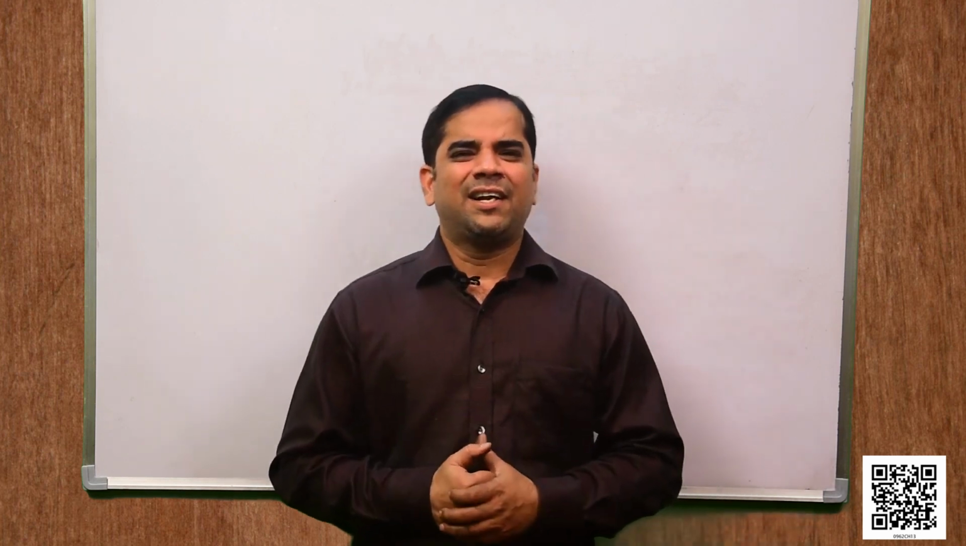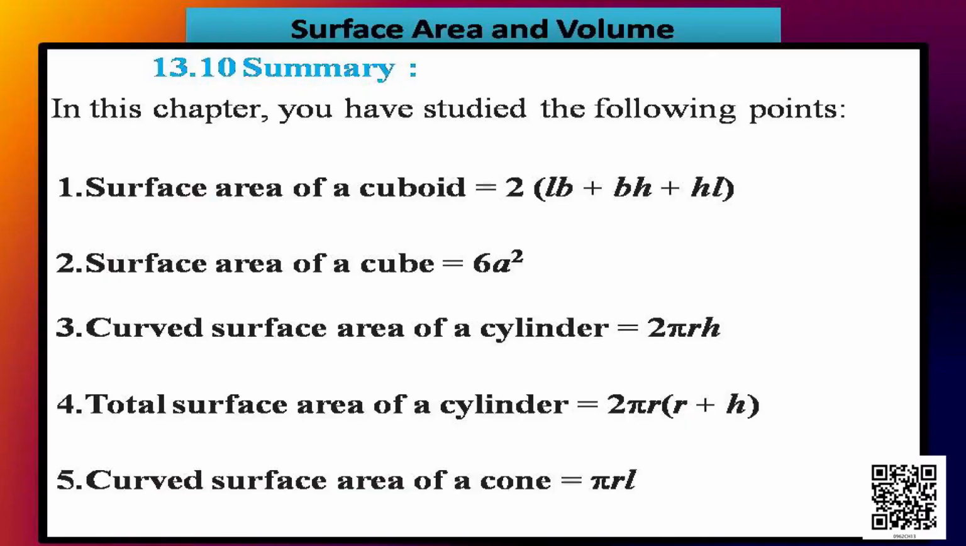Okay. So, students, let us now discuss the summary of the chapter surface areas and volumes. In this chapter, we have discussed the points as follows. Surface area of a cuboid is equal to 2 times (LB plus BH plus HL). Surface area of a cube is 6a square. Curved surface area of a cylinder is 2 pi r h. Total surface area of a cylinder is 2 pi r times (r plus h).